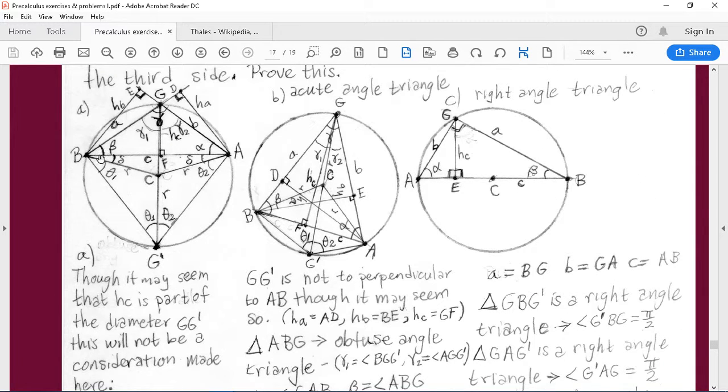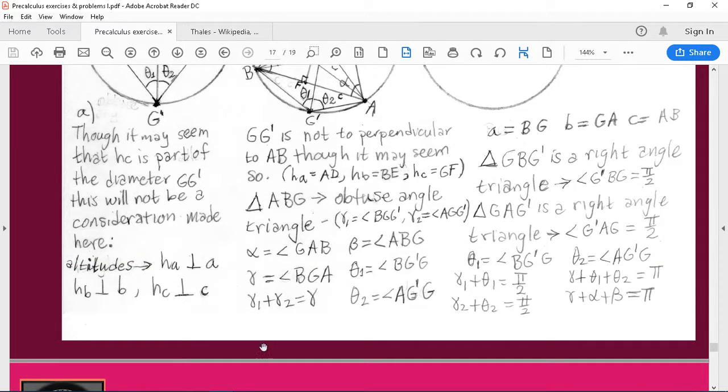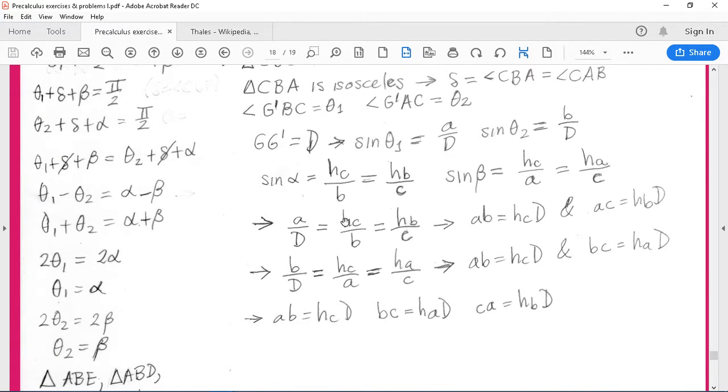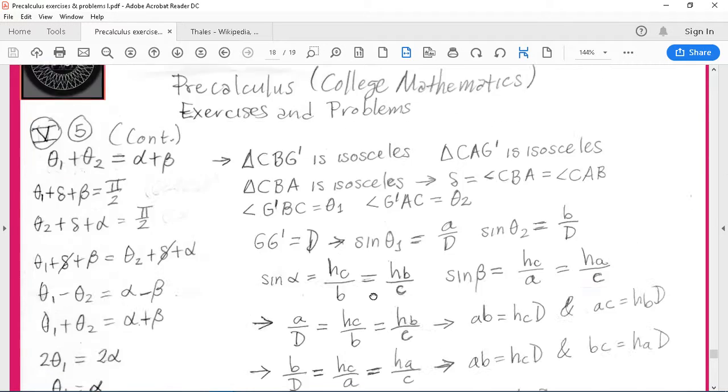And again, sine of theta 1, looking at right angle triangle BGG prime, sine of theta 1 equals A, that is cathetus BG, over the hypotenuse, which is the diameter of the circle GG prime. So sine of theta 1 equals A over D.